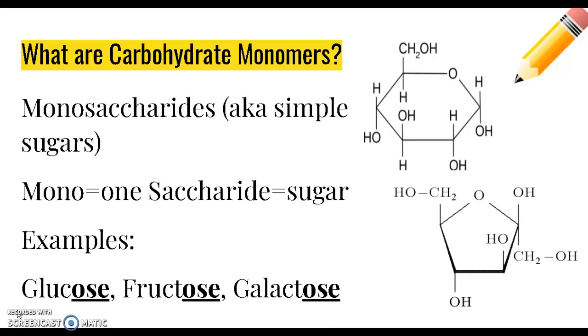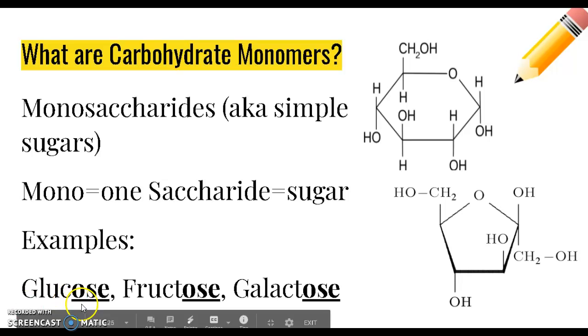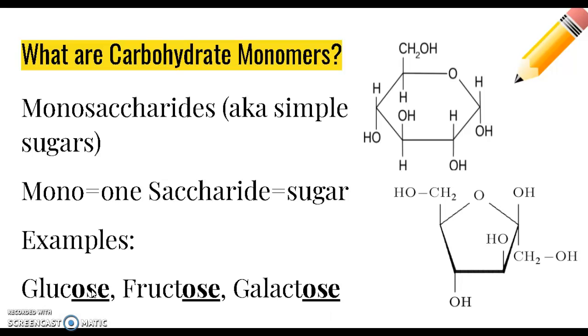Monomers, building blocks of carbohydrates, are called monosaccharides, also known as simple sugars. Mono means one, saccharide means sugar. Some examples are glucose, fructose, like in high fructose corn syrup, and galactose. Notice that these words all end in OSE. If you read a word and you are unfamiliar with it and it ends in OSE, that is a big clue that you're talking about a carbohydrate molecule.